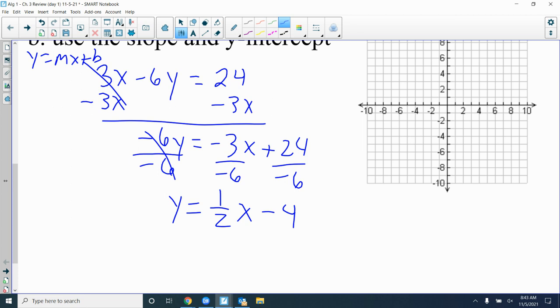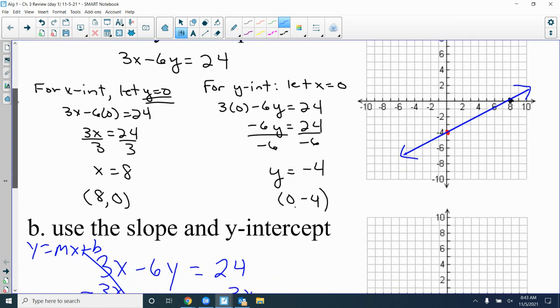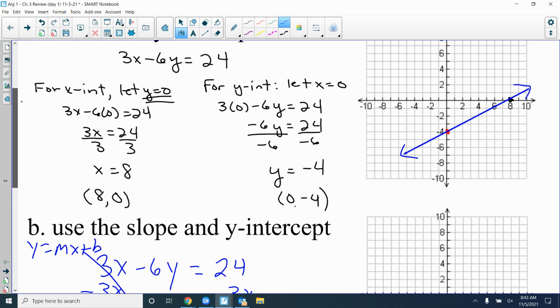Guys, I'm going to graph it. And should it look like the same line as the one we just did? What do you guys think? If I graph this, is it going to look just like that? How many say yes? Guys, it's the same line, right? It's going to look just like that.